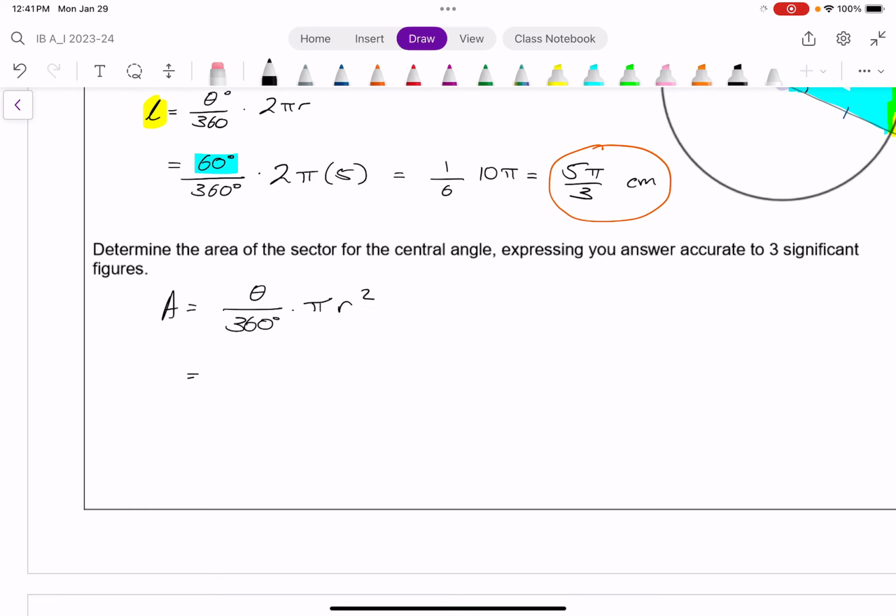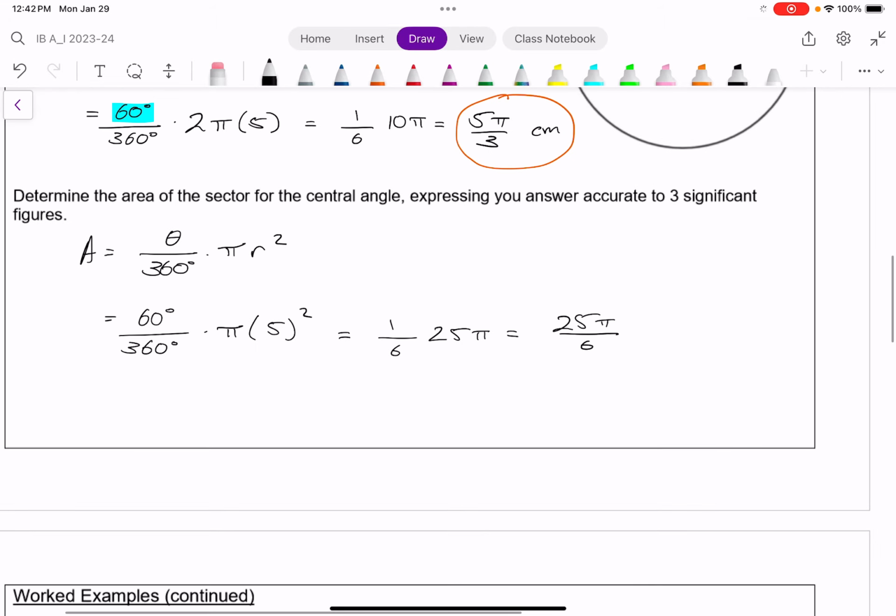And so very similar to before, I have 60 degrees divided by 360 times pi, and the radius is still 5 squared. Cleaning this up, if I wanted to make it exact, I would get 1/6 times 25 pi, or 25 pi over 6. That's my exact answer. I do ask for it to be expressed to 3 significant figures, so decimalize this, and you get approximately 13.1 square centimeters. And as you've seen before, anytime we're dealing with pi, you cannot express it exactly in decimal form because pi is an irrational number that cannot be expressed exactly as a decimal.